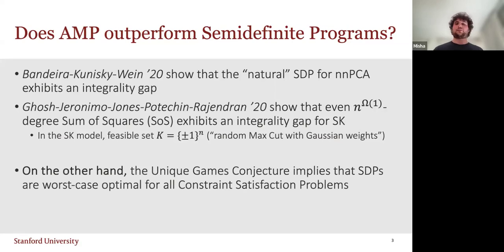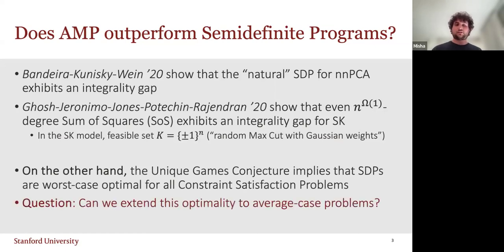On the other hand, though, even with these integrality gaps in mind, we know from the unique games conjecture that SDPs are worst case optimal for all constraint satisfaction problems. In other words, if the unique games conjecture is true, then we have optimality. Our question then is, can we extend this optimality to also be for average case problems, where X here is average case?